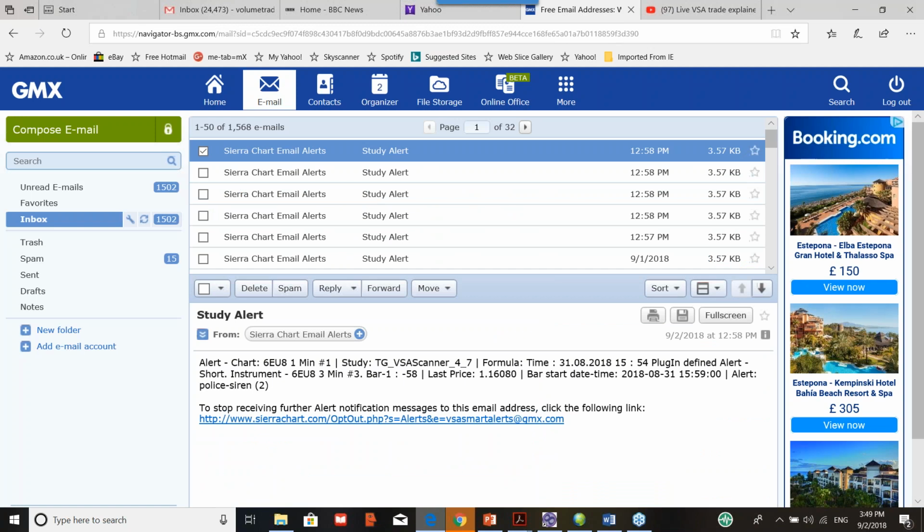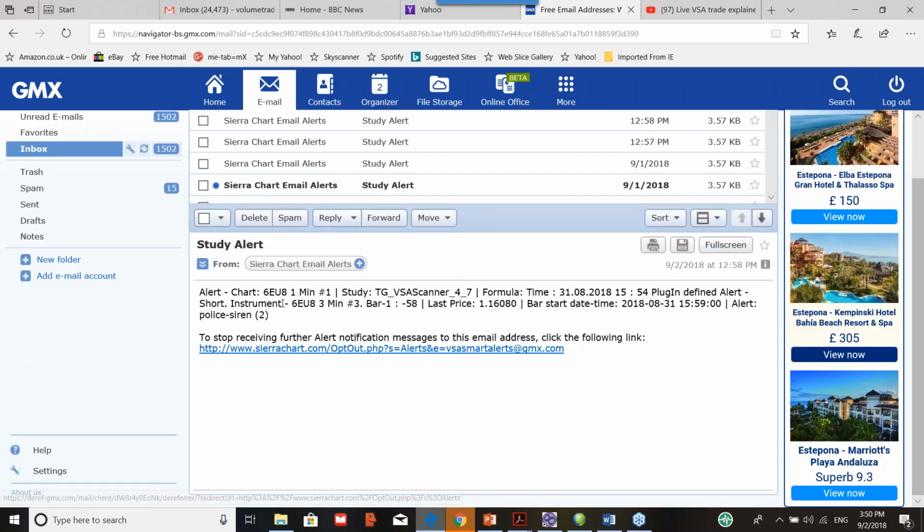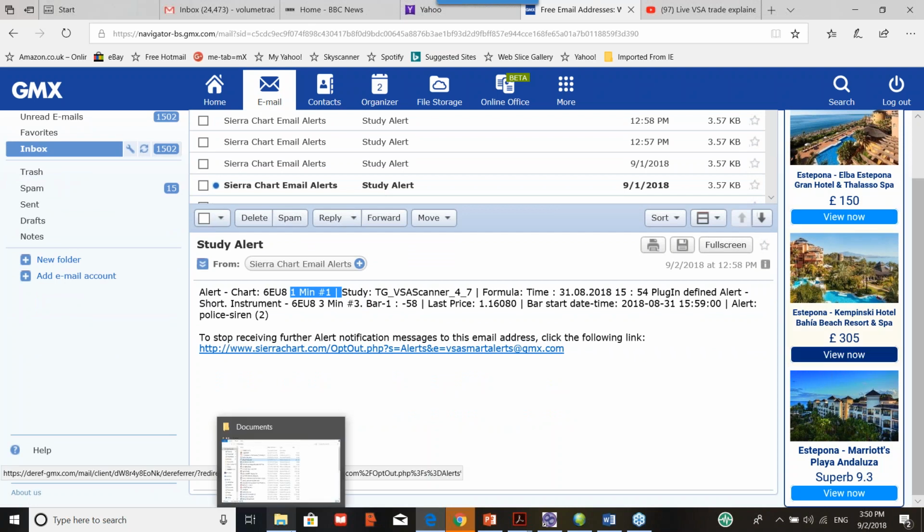Here's one here. This actually happened on Friday. It was one of the trades I took on the euro. You can see there, it tells you what the instrument is. Obviously all the scanners are set for the 1 minute chart, but it tells you what time frame the alert came in.